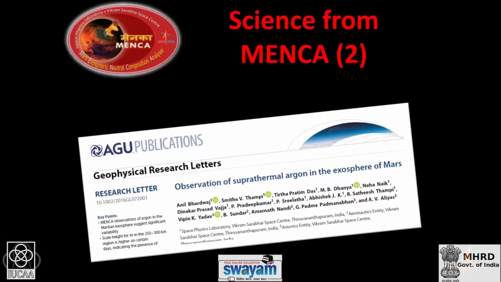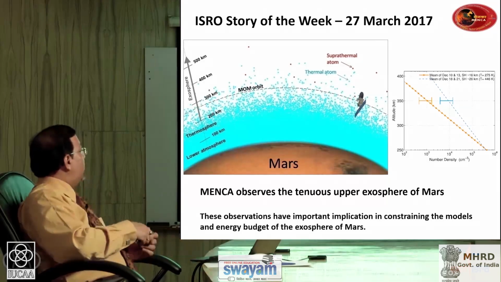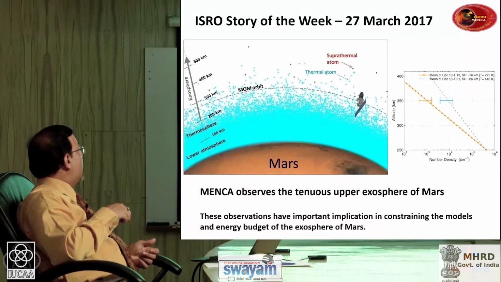This is another publication which has come out from the MENCA experiment on the Mars Orbiter Mission, which is a discovery about suprathermal argon. Suprathermal means they have temperatures which are larger than the normal temperature expected for any atmospheric constituent. And if you look at this cartoon, this is a scale which talks about the height we are referring to. This is about 100 kilometers, this is 200 kilometers, this is 300, 400, 500.